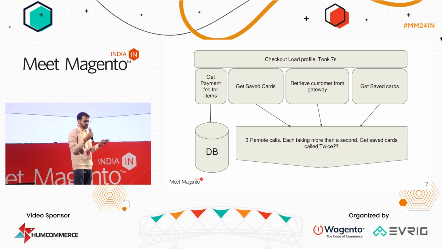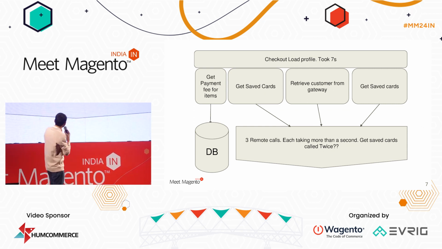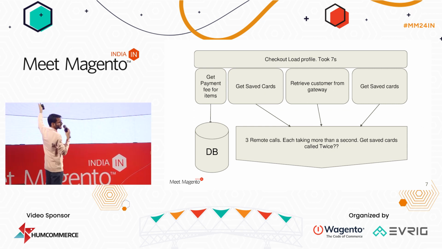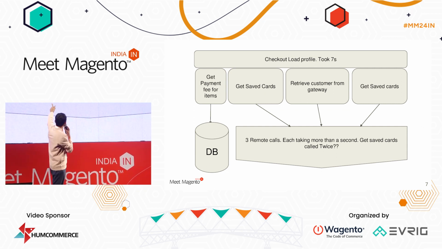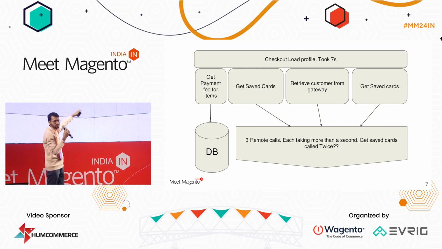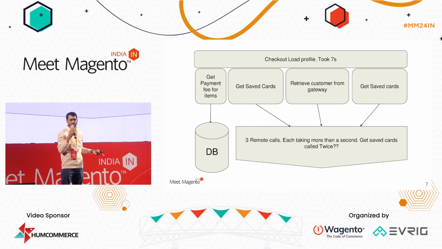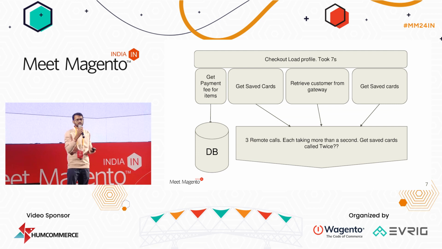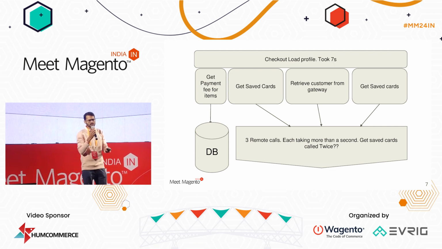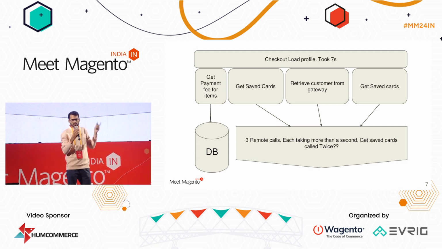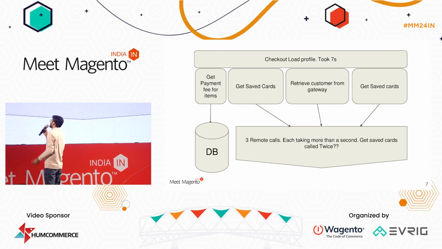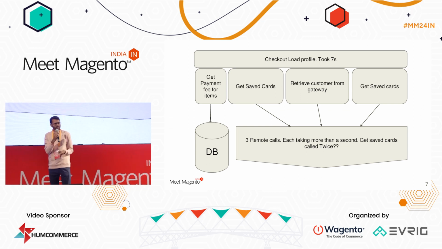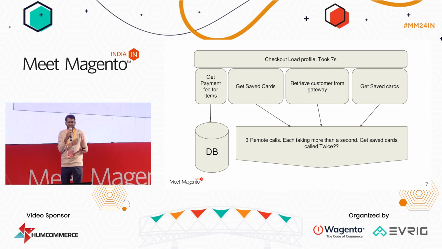So the first thing is, I look at the business, and I say, okay, you're not using get saved cards. And those 2 calls are taking more than 3 seconds. That's it. In the first 4 hours, I can just get rid of those calls and do that optimization. And then get payment fee for items. I can go into the code, and if I wanted to fix this at the framework level, I can say, okay, you know what?